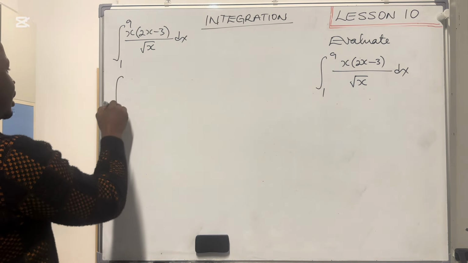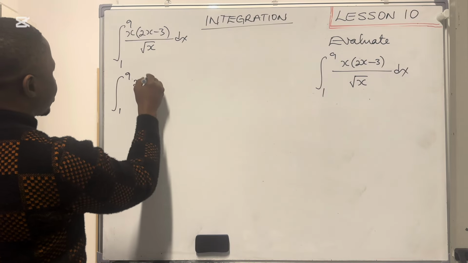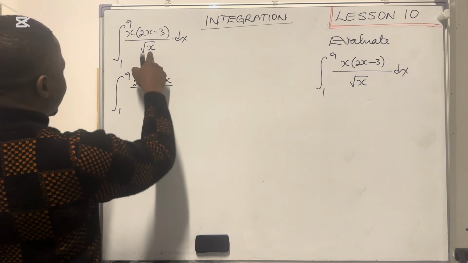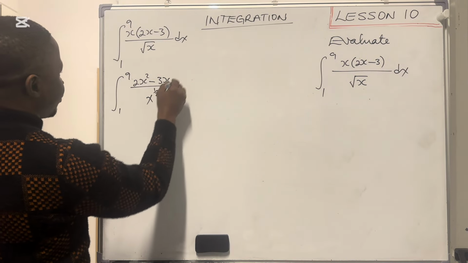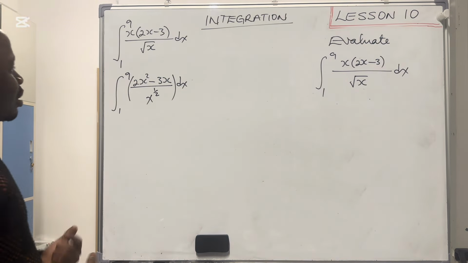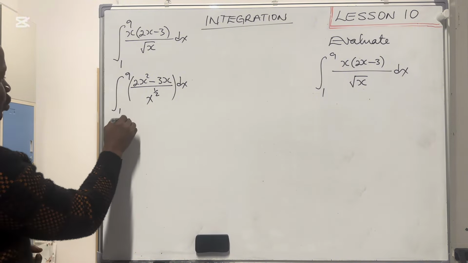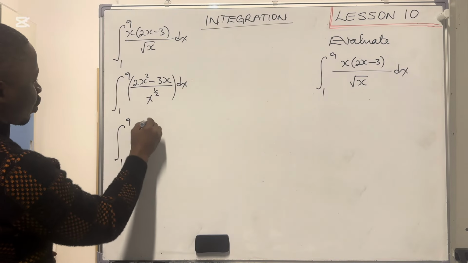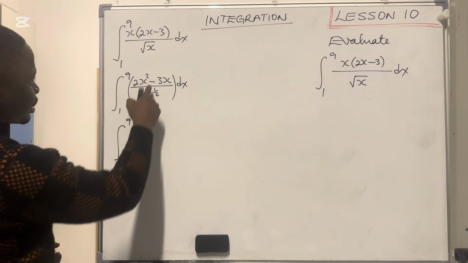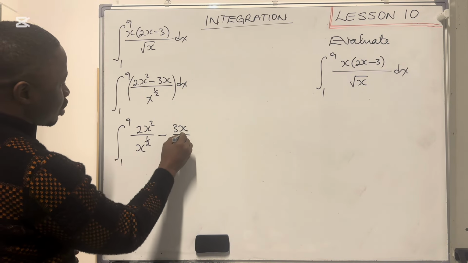So we keep writing this from 1 to 9. This times this is 2x squared, x times minus 3 is minus 3x, over x raised to half, dx. I hope you see it, because it is just one denominator, from 1 to 9, 2x squared over x to the power half. You separate it: minus 3x over this one, x to the power half, dx.